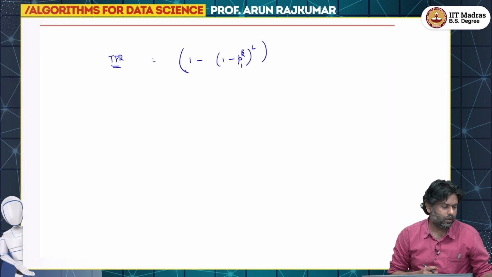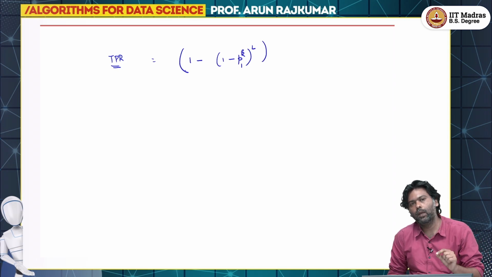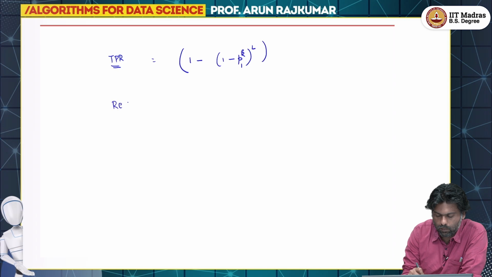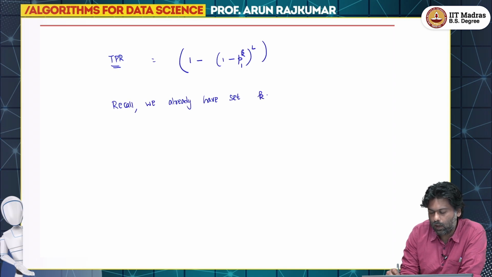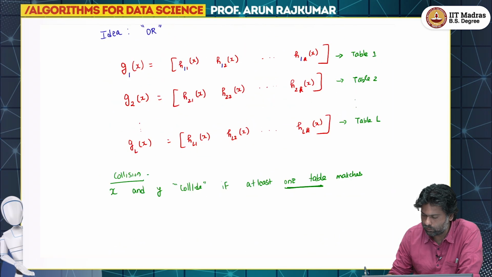So now what do I want this to be, right? We already have set k to bring the false positive rate in the previous round to a certain amount, right? So recall, we already have set k equals, if you go back, what did we set k to?